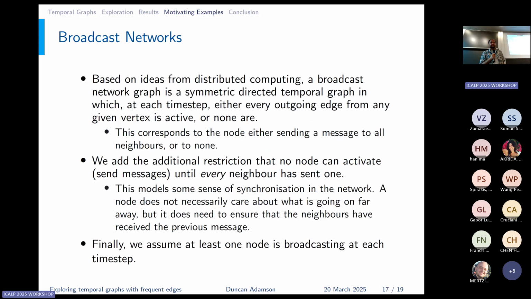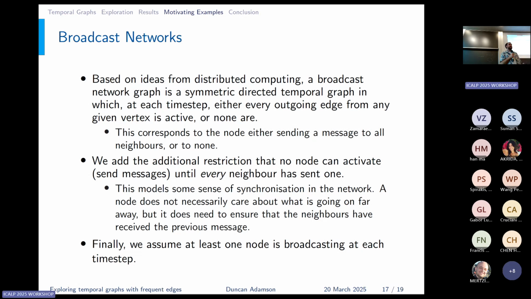the bigger and slightly more complicated result on broadcast networks. So this is an idea which comes from distributed computing. In distributed computing, one of the models of communication is the broadcast model. In this model, at each time step, a vertex either sends a message to all of its neighbors or it doesn't say anything at all. So this means, phrasing it in terms of our temporal graphs, either every single outgoing edge from a vertex is active, or none are at all.